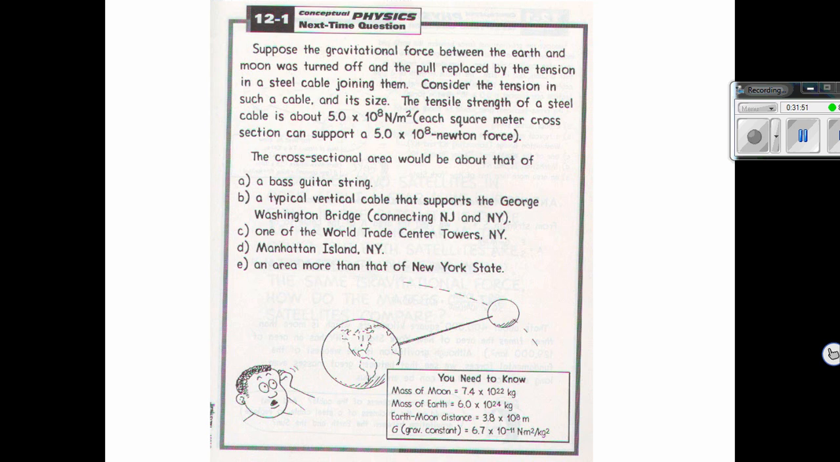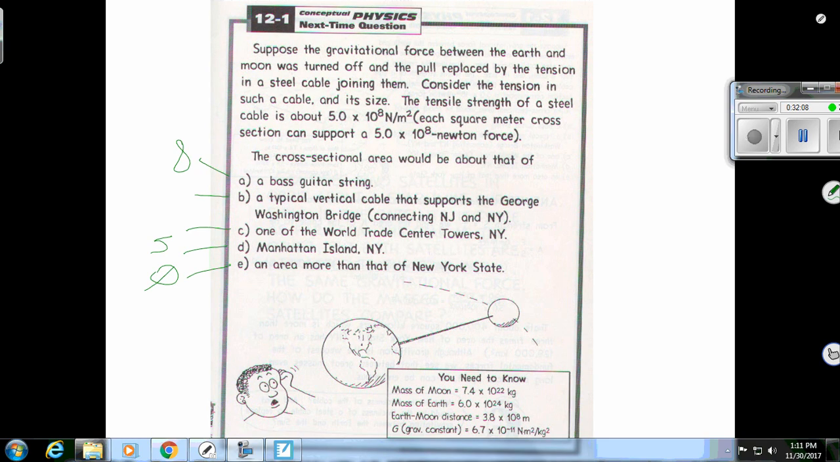And here are your choices. You've got a bass guitar string, a cable that holds up the George Washington Bridge or the Golden Gate Bridge, one of the World Trade Center towers, which isn't there anymore, but like a really big skyscraper, as big around as Manhattan, or as big around as the whole state of New York. Talk to your neighbor. Okay, what did you say, Arnold? What do you think? E. Arnold thinks E. And the correct answer is actually bigger than E.